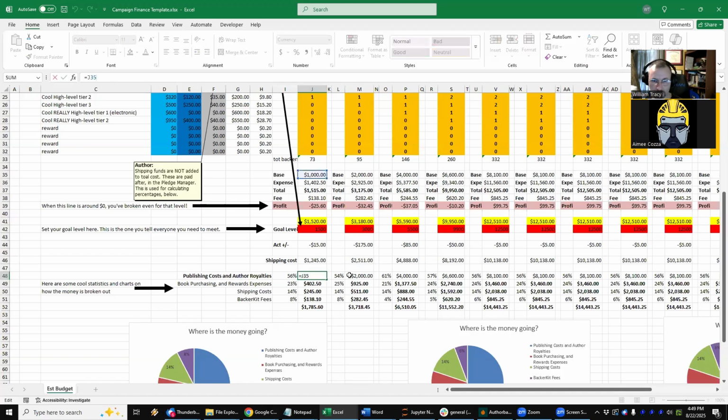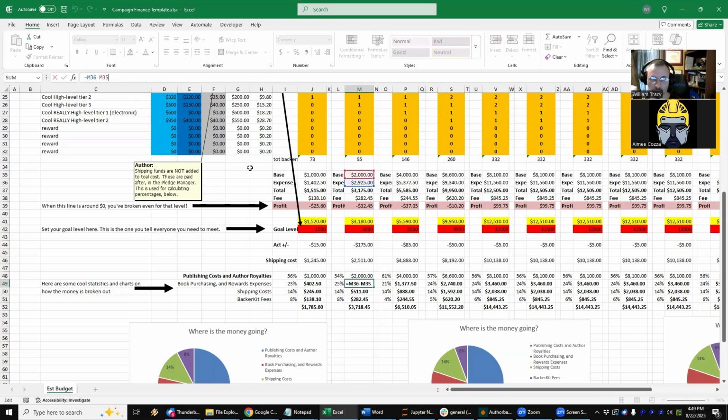This again is your sort of base cost. This is the same number as up here. This is the difference between what you are going to get on the campaign and what you are asking for, or what your cost for production is. So this is saying it basically takes $400 extra of pledges for you to produce a $1,000 book.